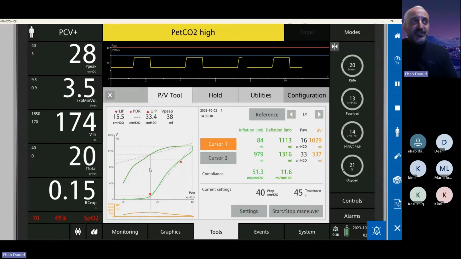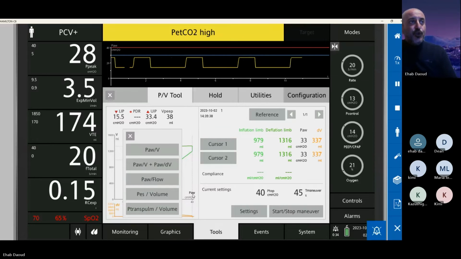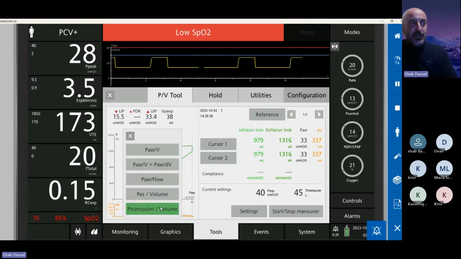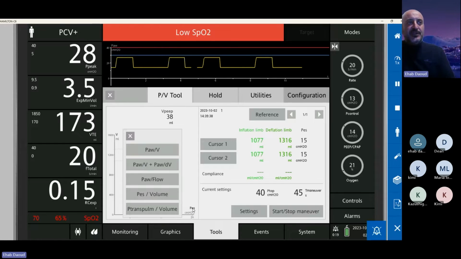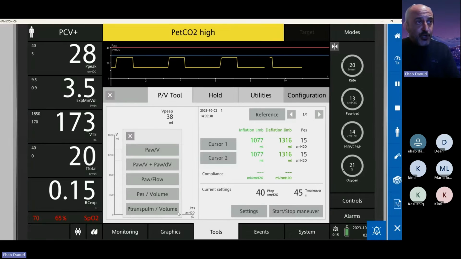So this is the whole respiratory system. The other option, if you have an esophageal balloon like we have in our patients, is that instead of plotting airway pressure versus volume, we can actually plot the esophageal pressure versus volume. And if you remember, that basically gives us the chest wall compliance. We're not really that interested in it. The chest wall compliance doesn't change much between inhalation and exhalation. We're interested in the lung compliance.